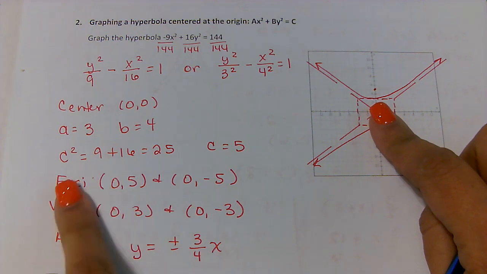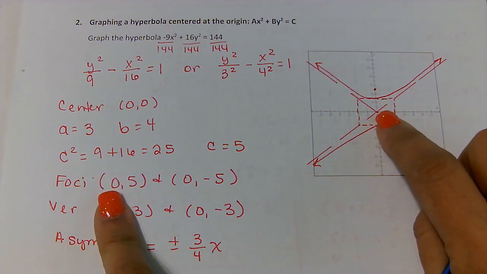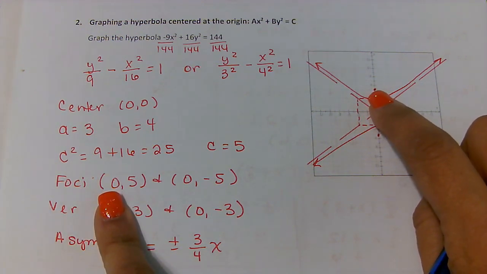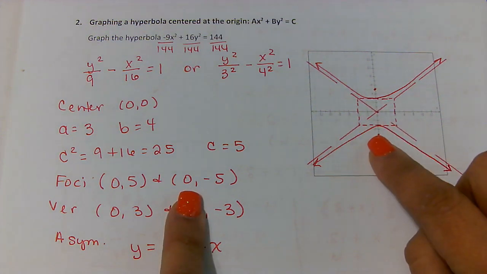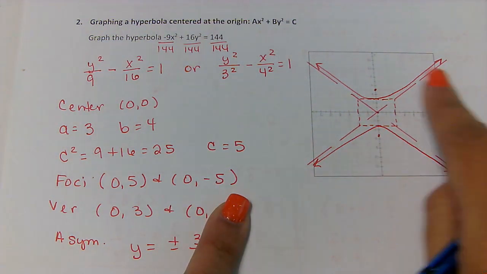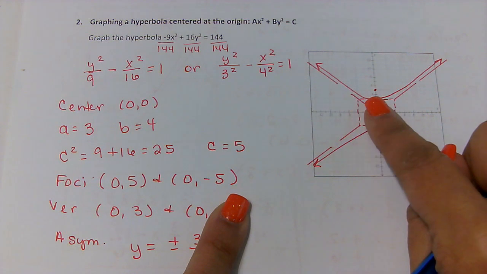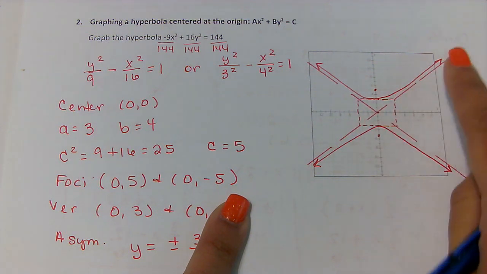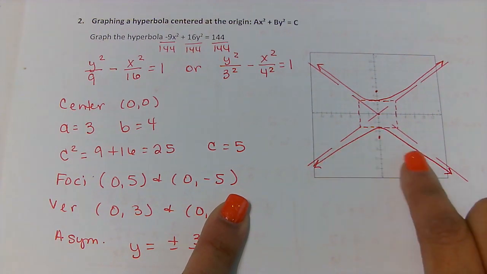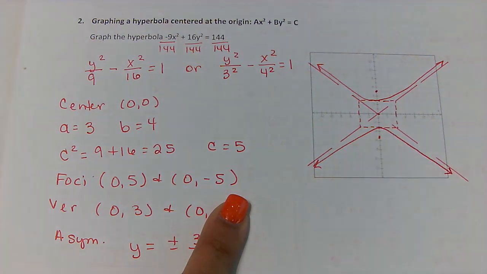I went ahead and drew our foci, which is going to be 0, 5, which is that point there, and also this point here. Again, the transverse axis is vertical, so I'm going to go ahead and draw my hyperbola, approaching the asymptotes, but never touching it.